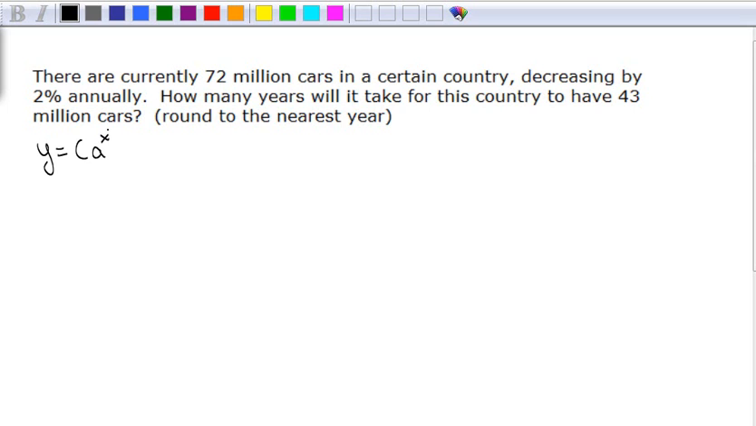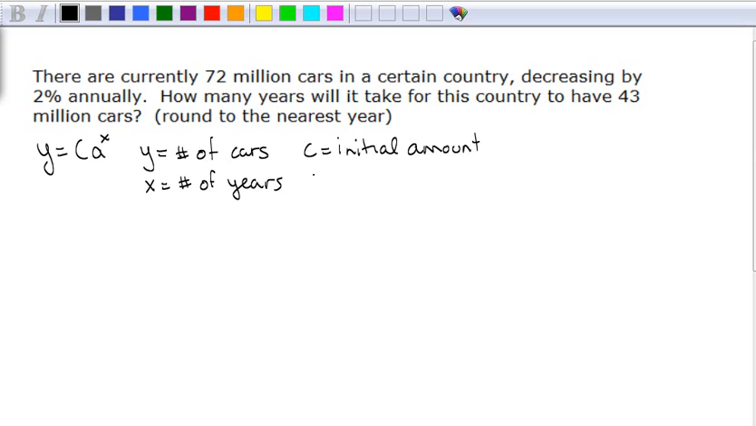So we have this. Y equals C A to the X is our exponential formula. Y represents the number of cars, because that's what we're looking for, how many years will I have so many cars. And let's let X be the number of years. C is usually the initial amount. And A is usually the growth, or in this case, the decay factor.